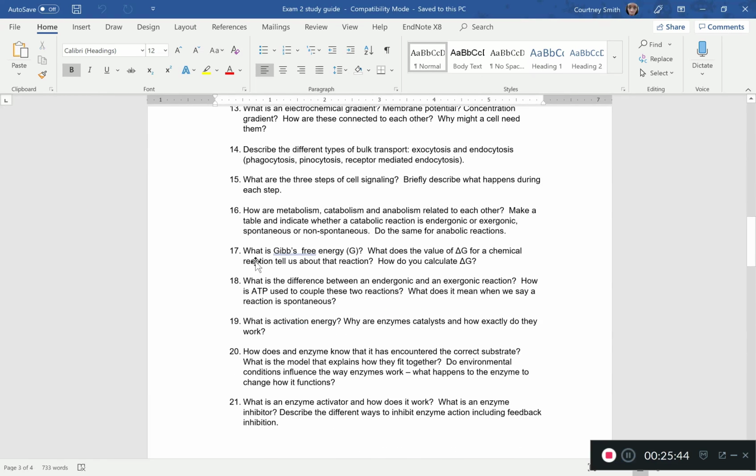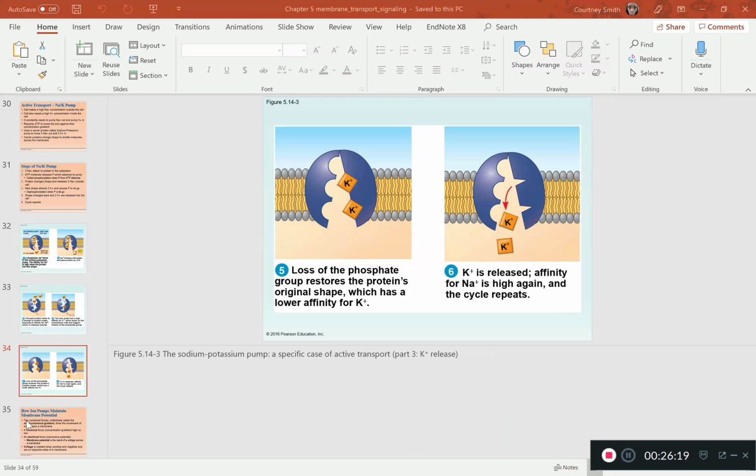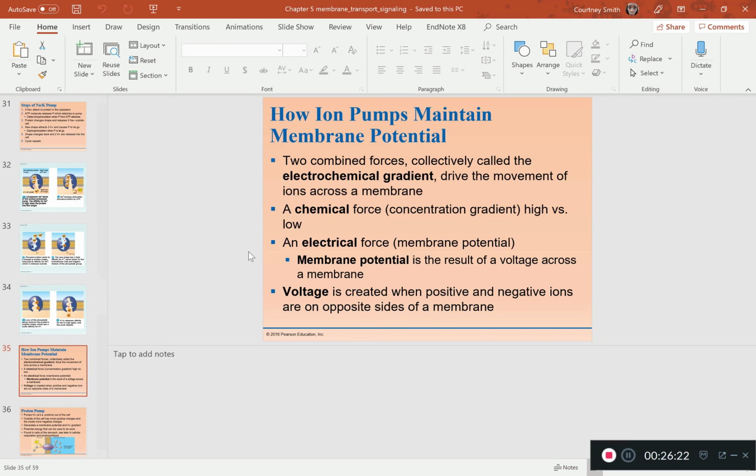Our next question was to define all these guys. So number 13, the big idea of why a cell has all these different components is to maintain membrane potential. Because if membrane potential is not maintained, then the cell will most likely fall apart and cease to exist, which we don't want. So ideally, I would want you to be able to define them. And then also, let me pull up that slide.